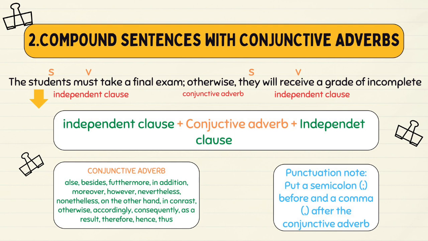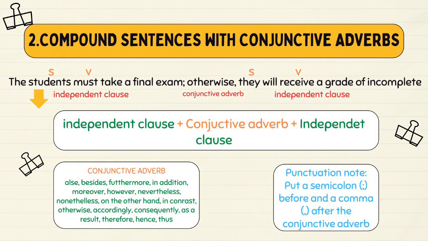Those two independent clauses are connected by a conjunctive adverb, otherwise. Some other conjunctive adverbs are also, besides, furthermore, in addition, moreover, however, for the least, not at least, on the other hand, in contrast, otherwise, accordingly, consequently, as a result, therefore, hence.